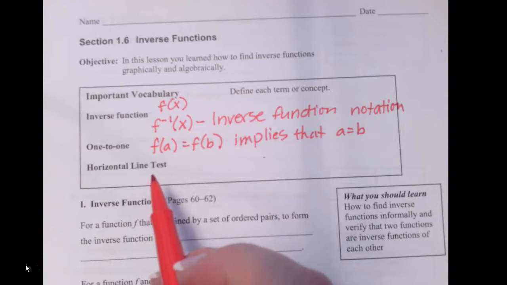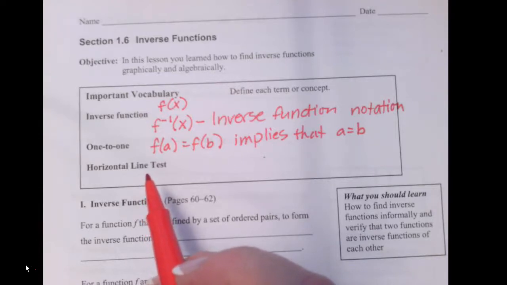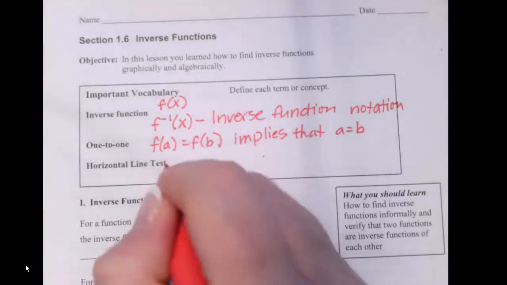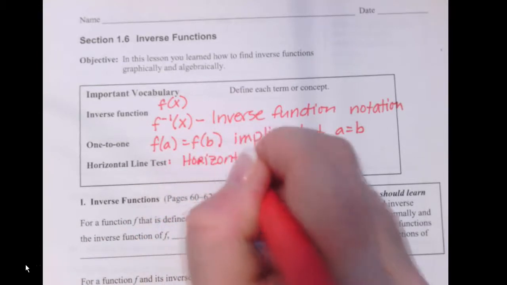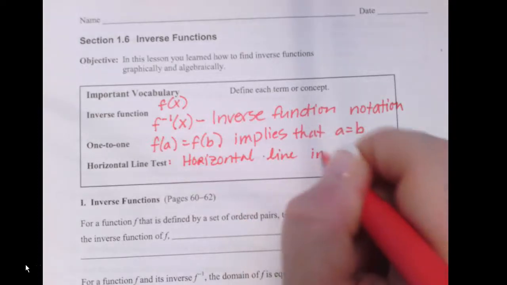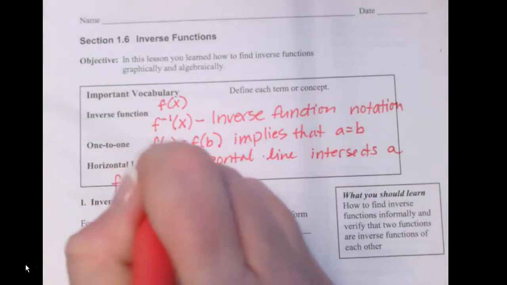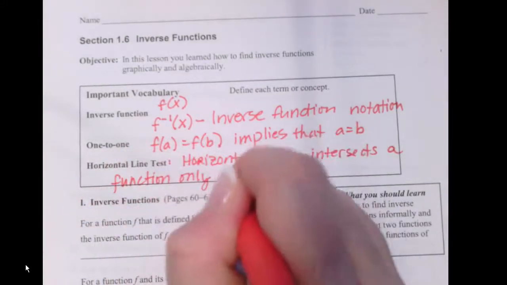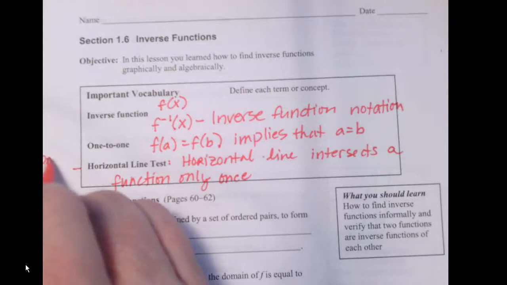If a function passes the horizontal line test, then that means it is 1-to-1. Every horizontal line has to intersect the function only once. So it's just like the vertical line test, except these are horizontal lines, and that is how you tell if something is 1-to-1.